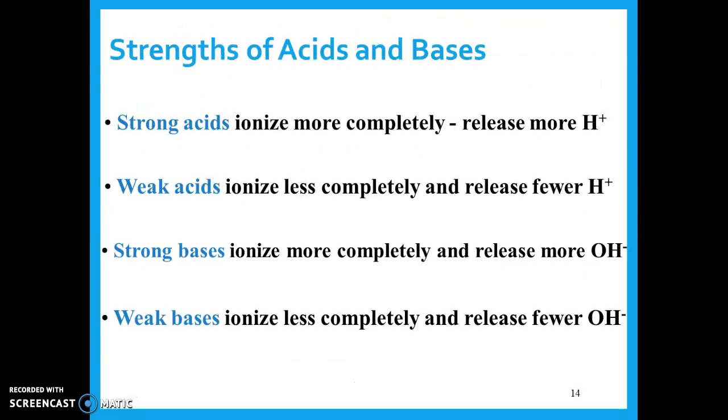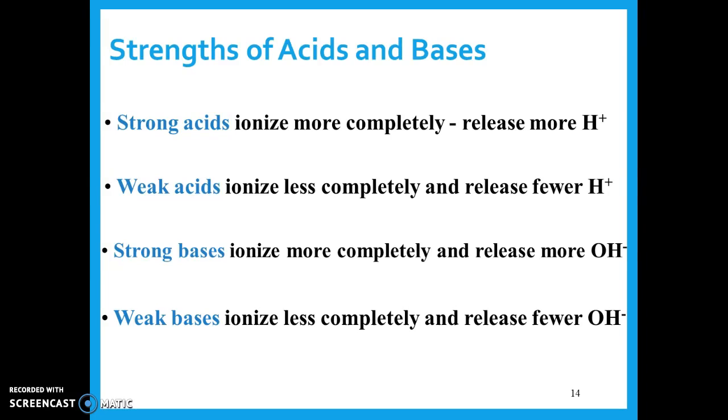Now the opposite is true for bases. A strong base is going to ionize more completely and release more hydroxide ions. So something that's a strong base is going to break apart a lot more, and release a lot more hydroxide. That's going to make the pH go up higher because bases have a high pH, above 7. A weak base is going to ionize less completely and release fewer hydroxide ions. So it's still going to break apart and release hydroxide, but not as much as a strong base would.